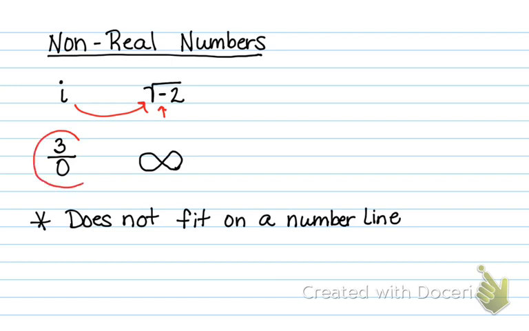Any number that is divided by 0, obviously if we put that in our calculator, 3 divided by 0, we're going to get an error. We can never divide by 0. That is a non-real number. Infinity is a non-real number. We don't know the value of that, so that's a non-real number. These non-real numbers never fit on a number line. There's nowhere to put them because we don't know what their total value is. That's why they're not real. They cannot fit on a number line.